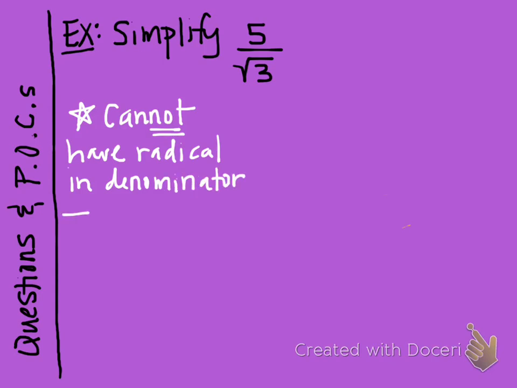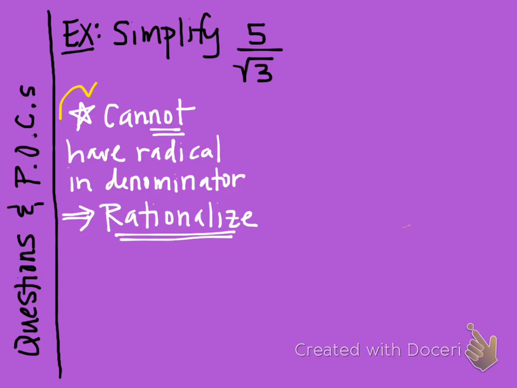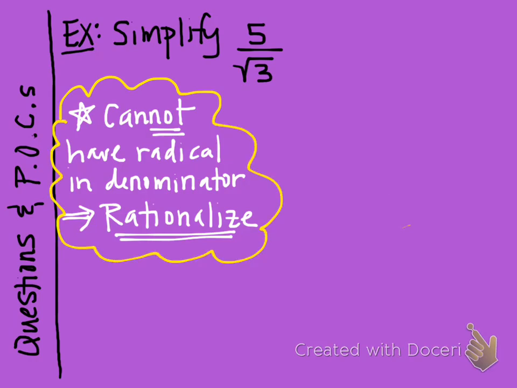And so what you have to do, and I'm going to show you how this works, is you have to do something called rationalize the denominator. So the way that we rationalize the denominator is we take the square root that's in the denominator and we multiply it by the top and by the bottom of the fraction.